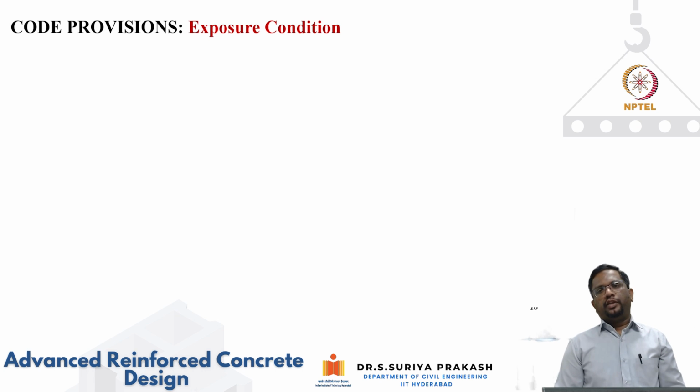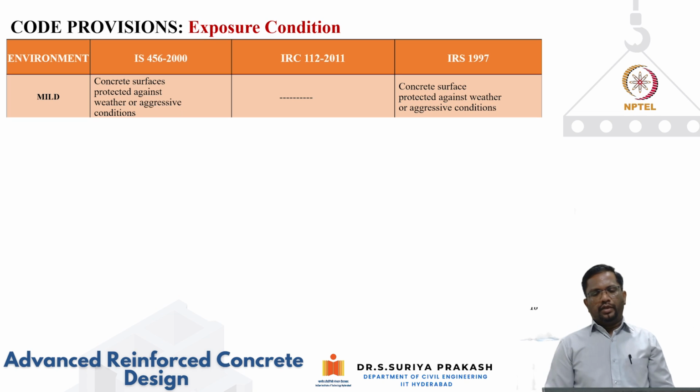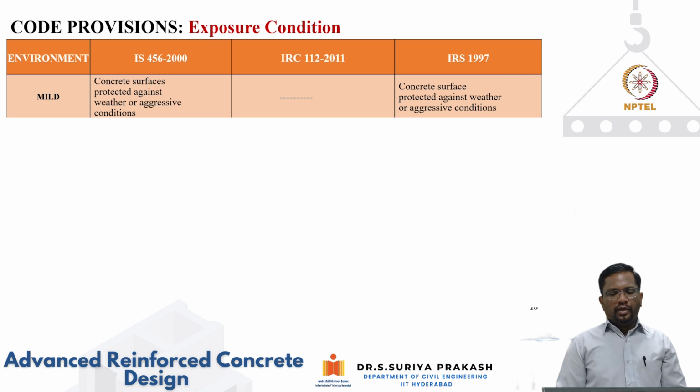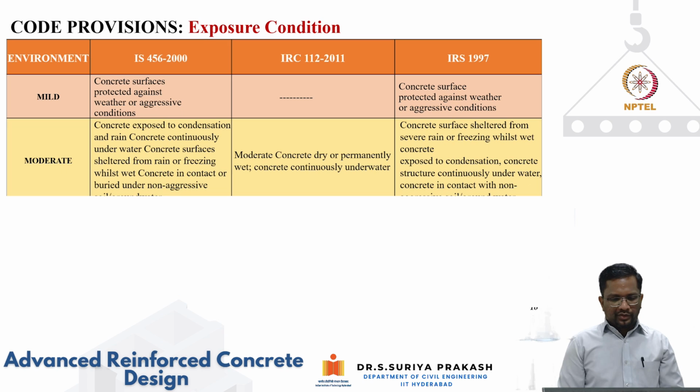Now let's look at the exposure conditions that are specified in the code, and you can see IS 456. We have discussed this in the previous parts of the video also. When you classify that as mild, where the concrete surfaces are protected against weather or aggressive conditions, nearly the same thing is reflected in IRS 1997 provisions also. And you have moderate conditions. Again, I don't want to read. You can see it by yourself. The provisions are nearly the same in all three codes.